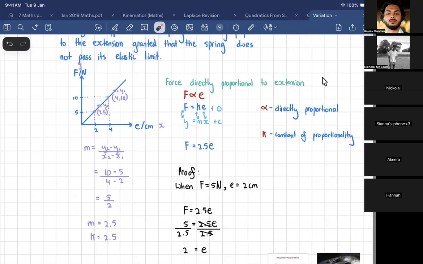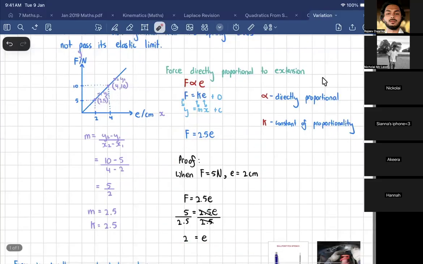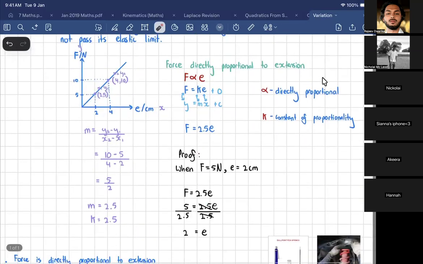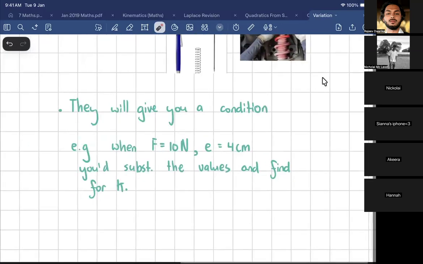So that's exactly what we did. We took 2 points from the graph, we used the gradient formula, and we found for K. This is a rare instance, but this will come in CXC. So if you're given a graph and they ask you to find for K, you have to find the gradient. And this was a little proof. I just showed you guys when F is 5 newtons, extension is supposed to be 2 centimeters. If I use the relationship we came up with, you're supposed to get 2. As a matter of fact, we did get 2. Cool. Now, this is typically what CXC does. They will give you a condition, like when F is 10 newtons, E is 4 centimeters, and they'd ask you to find for K.